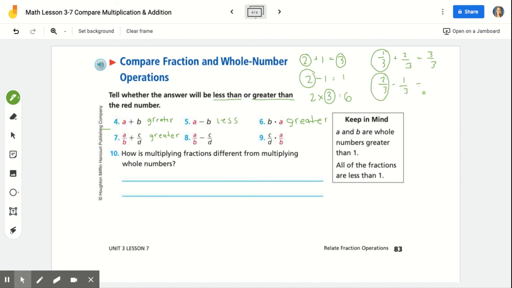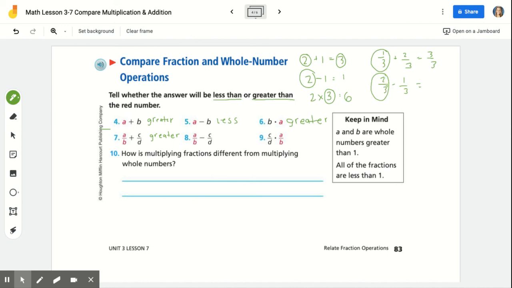So for example, if I said I had 2/3 of a cup of sugar, and I spilt 1/3 on the floor, how much do I have left in my container? Can I have more than 2/3? I can't. I only have 2/3 to start off with. So if I'm taking away, our answer has to be less than 2/3.